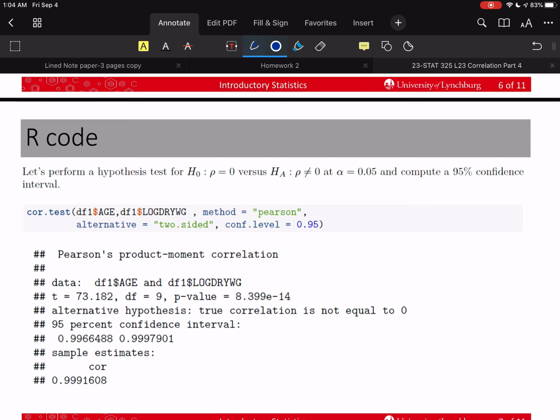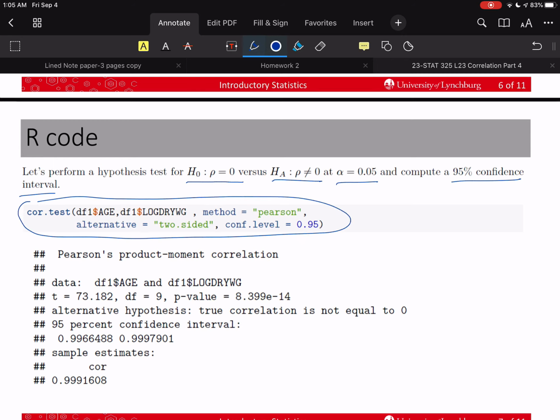Clean it up. Okay, so let's perform a hypothesis test for rho equals 0 versus rho not equal to 0 at alpha equals 0.05, and also let's compute a 95% confidence interval. So this very short statement does all of that. The method is Pearson. That's the type of correlation coefficient that we've been talking about. There's different types of correlation coefficients: Pearson, Spearman, Kendall's tau. There's several. We're using Pearson.